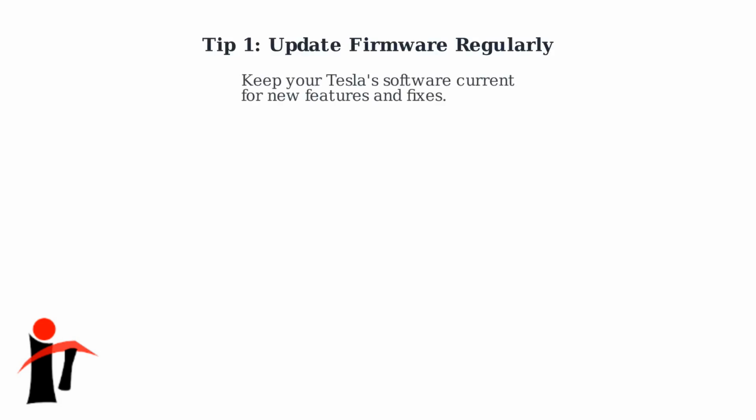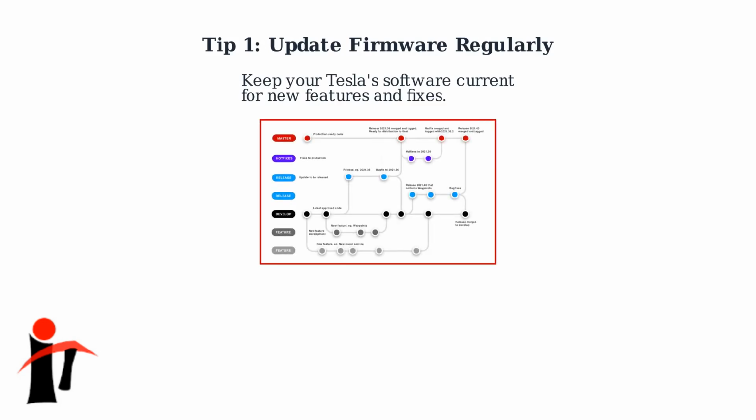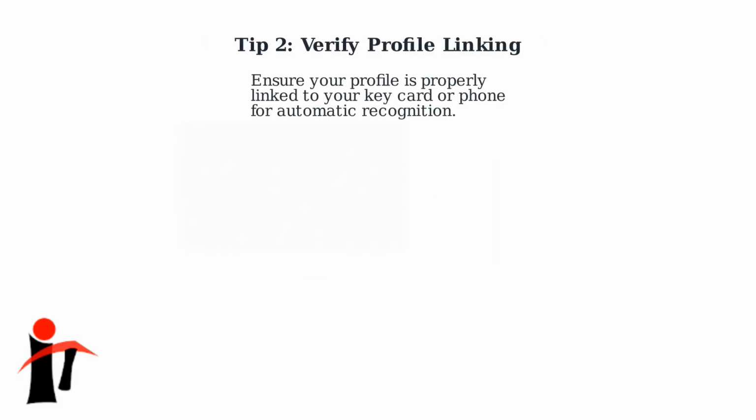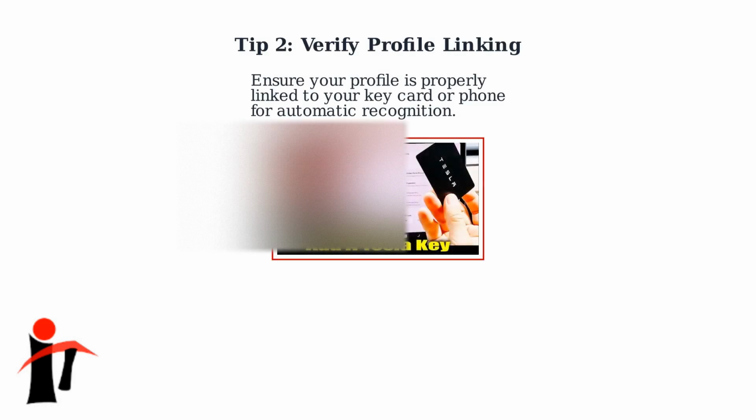To get the most out of your Tesla driver profiles, regularly update your vehicle's firmware through over-the-air updates. This ensures access to the latest personalization features, security improvements, and bug fixes, including enhancements to easy entry and memory settings. Double-check that your driver profile is correctly linked to your physical key card or digital phone key. This connection enables seamless, easy entry recognition and prevents authentication issues when approaching your vehicle.